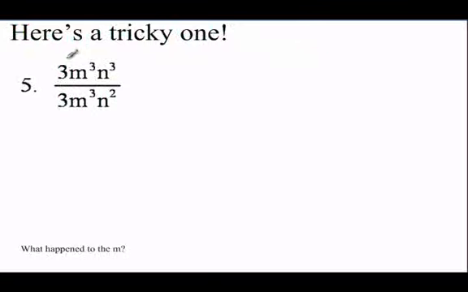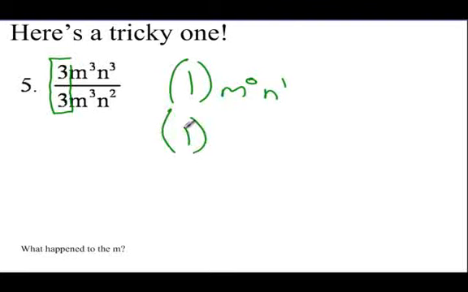Alright, now we'll treat these the same way. So I have 3 divided by 3 is 1. I have m to the third divided by m to the third. So I have m, 3 minus 3 is 0. And I have n to the third divided by n to the second. So n to the first. Alright, so we know 1.